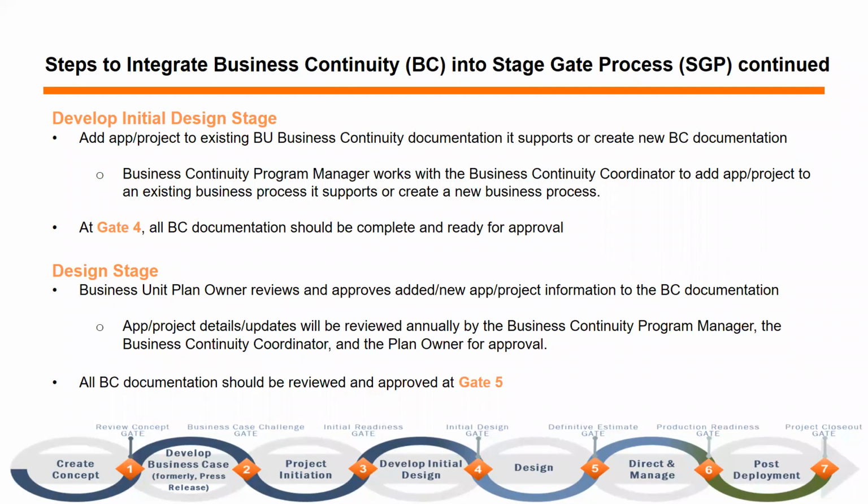And then in the design phase stage, that's 5, the business unit plan owner reviews and approves the added or new application or project information to the business continuity documentation. The application or the project and the details of the updates will be reviewed annually by the business continuity program manager and the business continuity coordinator and the plan owner for approval. And that approval is done electronically with an electronic approval signature. All business continuity documentation should be reviewed and approved at gate 5.